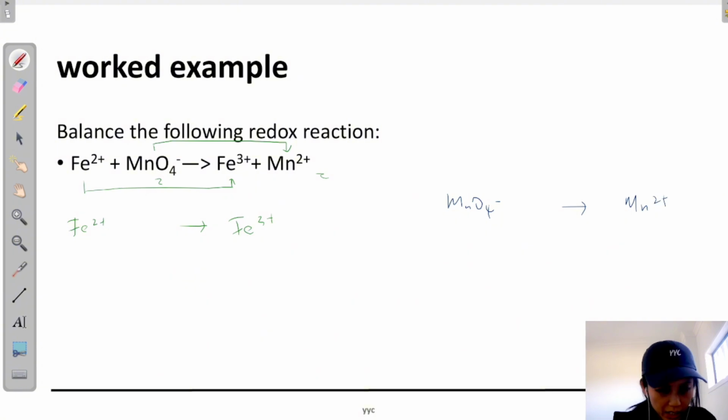I can see here, that's fine. I've got 1 Fe. The charges are now not in balance though, so I'm going to put an electron here. By doing that, the overall charge on the right-hand side is +2 and the overall charge on the left-hand side is also +2. So I'm pretty happy with that. Let's go on this side.